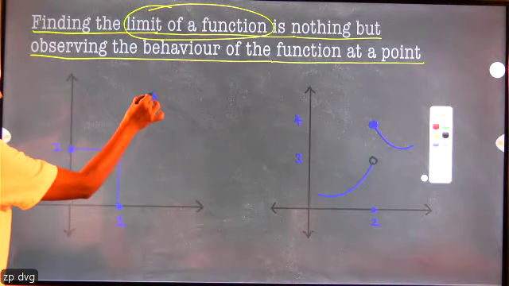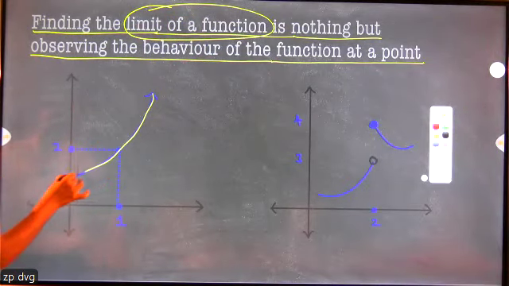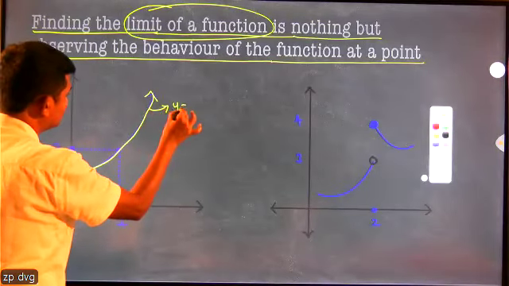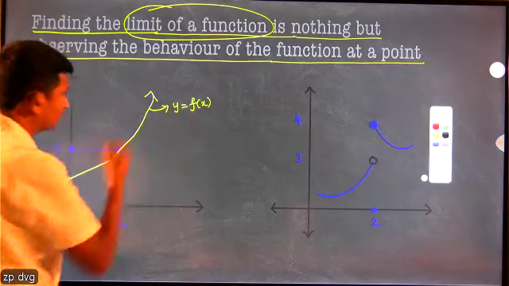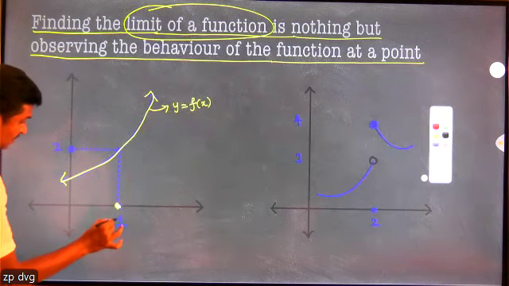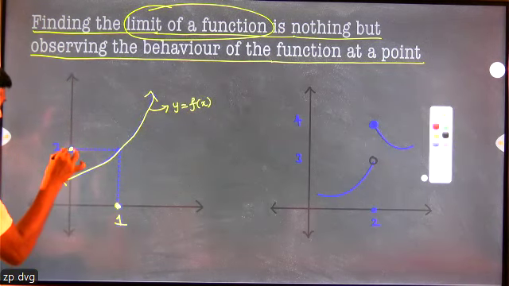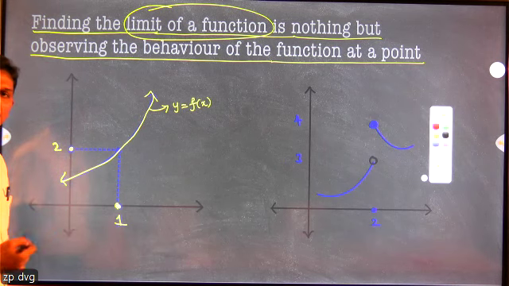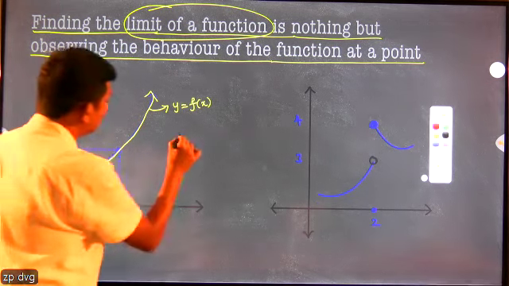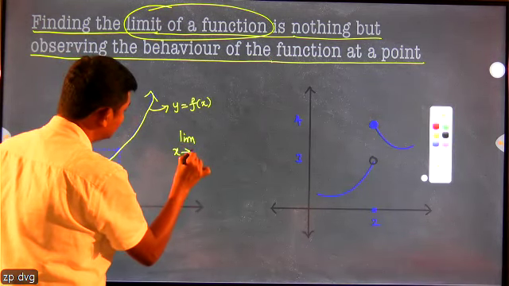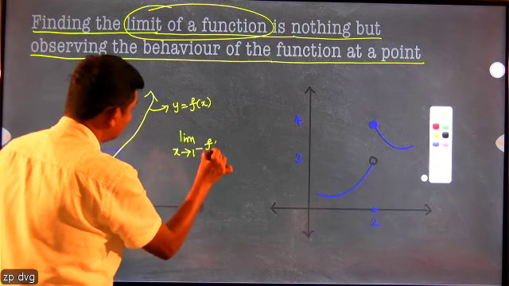You observe here, I considered one graph. This is the graph. We'll name this graph y equal to f of x. At x equal to 1, you observe here, this is the point 1 and this is the point 2. Here at 1, you need to observe the behavior of the function. Suppose while solving the problem, you will see this: limit x approaches to 1 from left f of x.